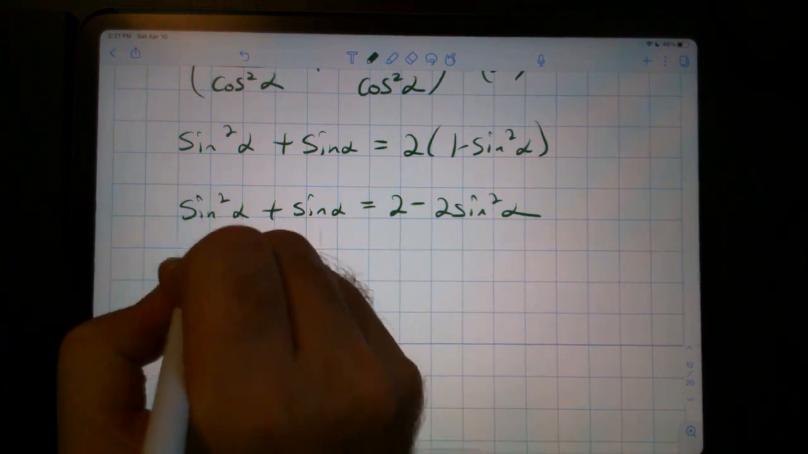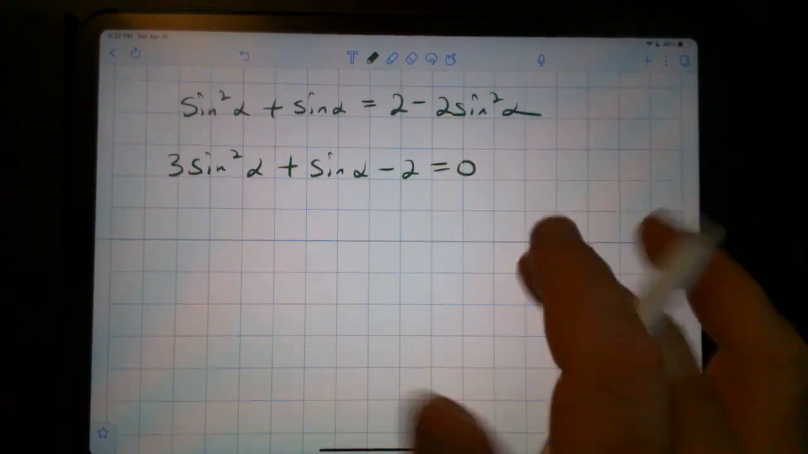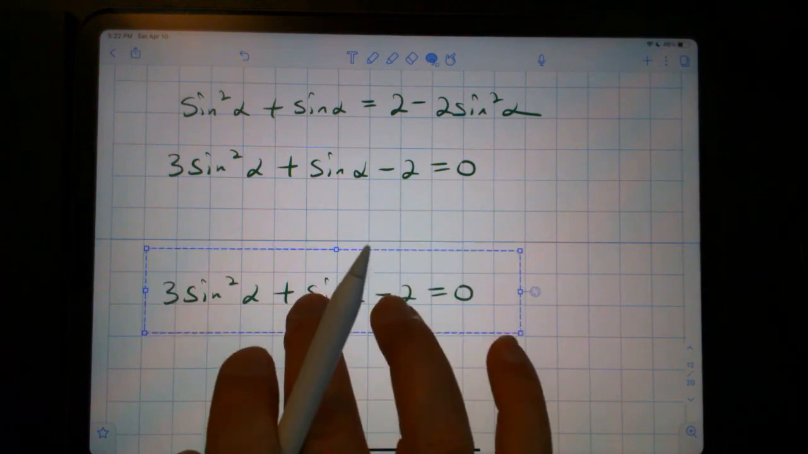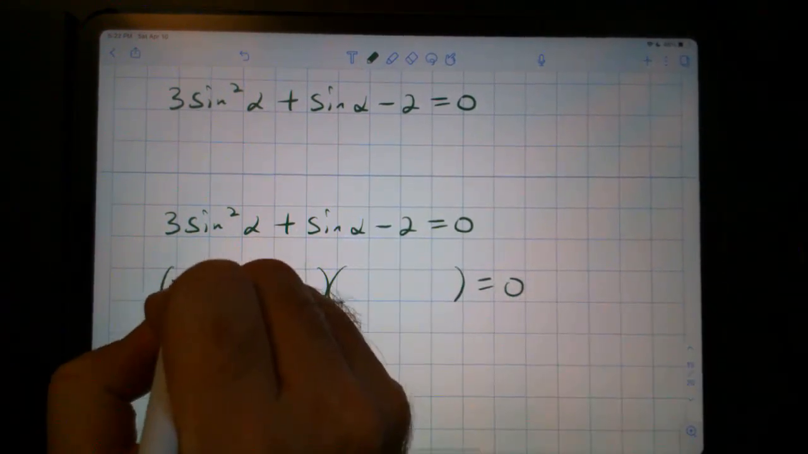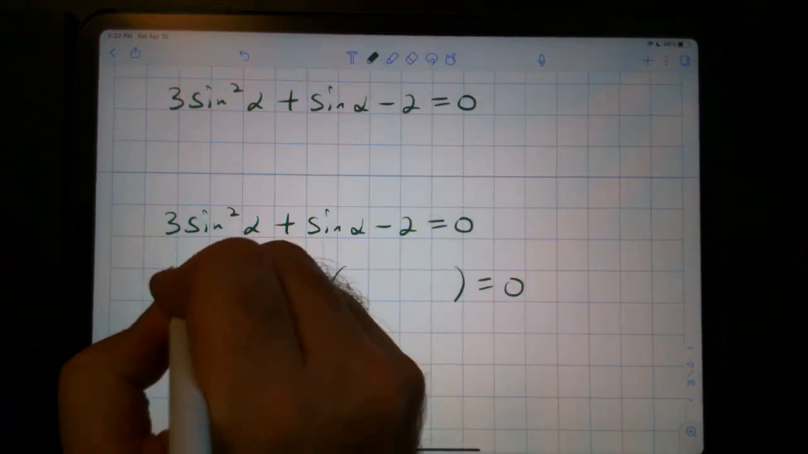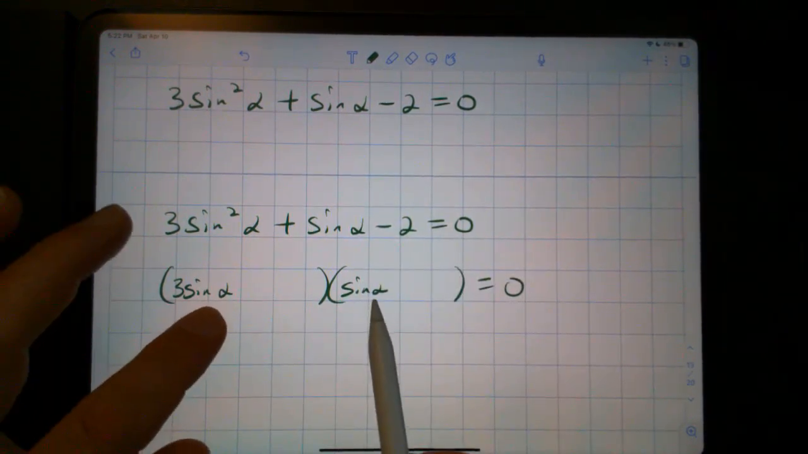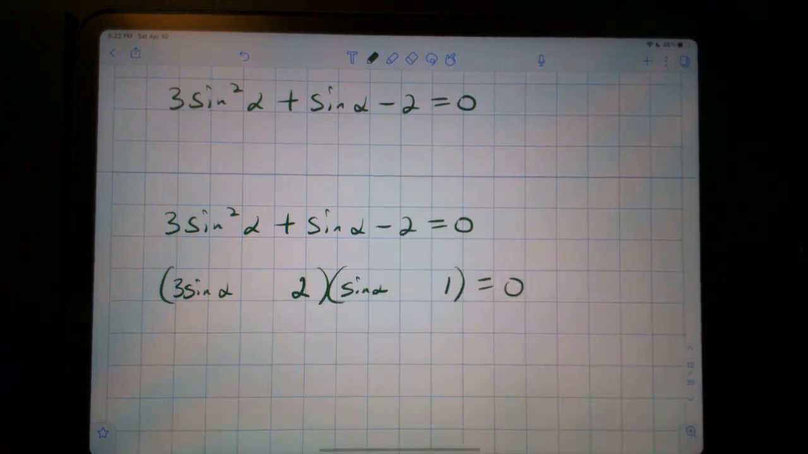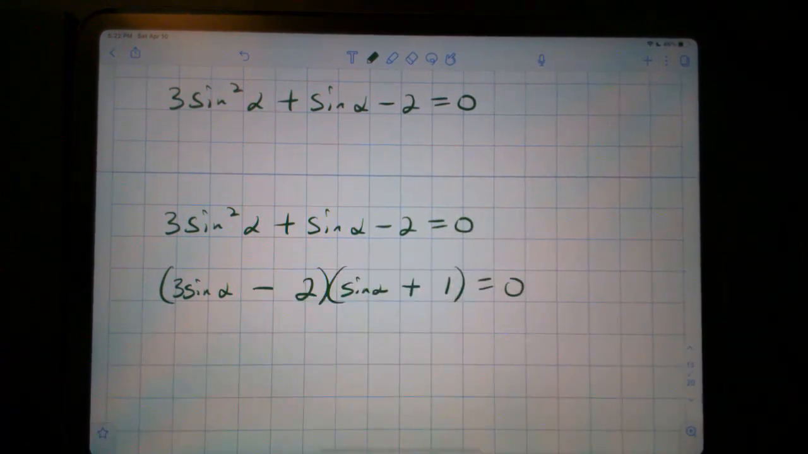If we add 2 sine squared alpha to both sides, okay, let's factor this. Because 3 is prime, this is the only way that this can factor. This is going to be 2 and a 1. Let's put the 1 on this side and the 2 on this side. And since this will be positive, this product must be bigger than this product. So this product will be positive and this product will be negative.